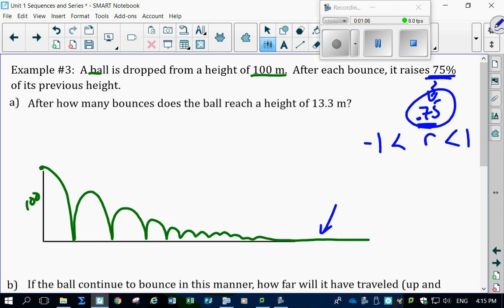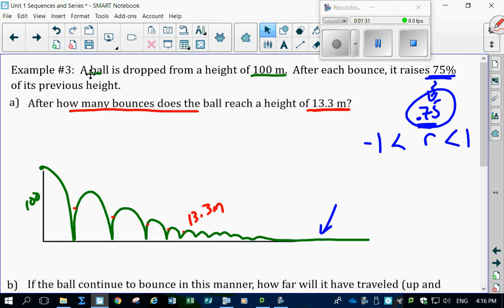Now, you've seen a question similar to this already in a previous podcast in the last section. But I want to do it again because look what happens. It says after how many bounces is it going to take for it to reach a height of 13.3 meters? Somewhere along here, it's going to eventually become a height of about 13.3 meters. This is what we're going to have to figure out.